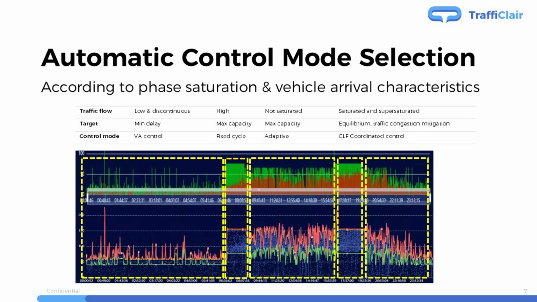First, saturated and supersaturated. Under this situation, we use fixed cycle or CLF coordinated control to reach a traffic equilibrium and traffic congestion mitigation. Number 2, not saturated or normal state. We use adaptive control to reach a maximum capacity. Number 3, low and discontinuous. We use VA control or inductive control to realize minimum delay. This is the major algorithm for control mode auto selection.